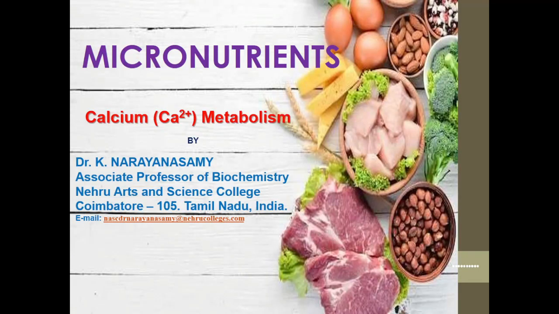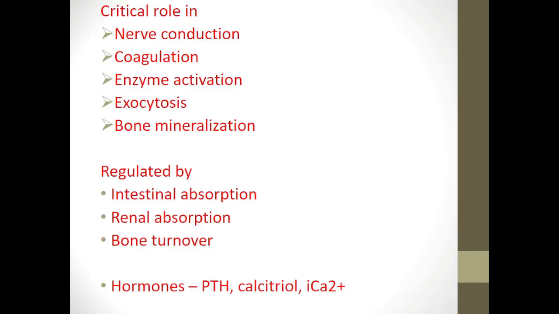So now we are going to see the critical role of this calcium ion in the body system. Where are the critical places where this calcium is going to play a very important role? First one is nerve conduction, the conduction of nerve impulses in the neurons in the nervous system. Then the blood coagulation system, that is, when blood is clotting. During the clotting mechanism of the blood, calcium is playing a very important role.